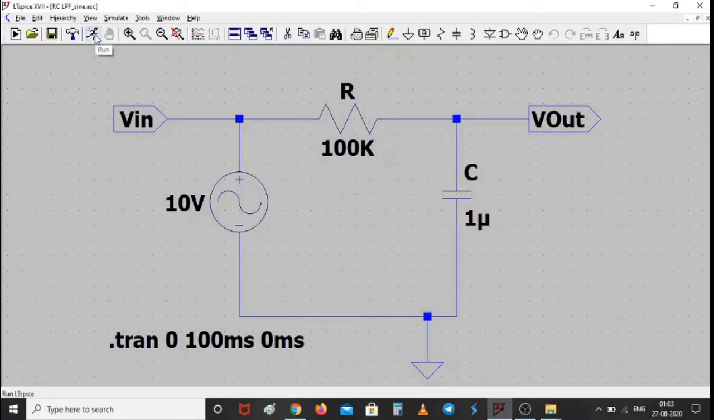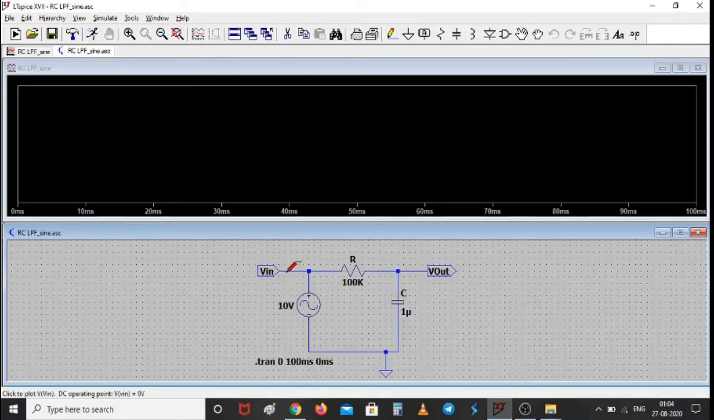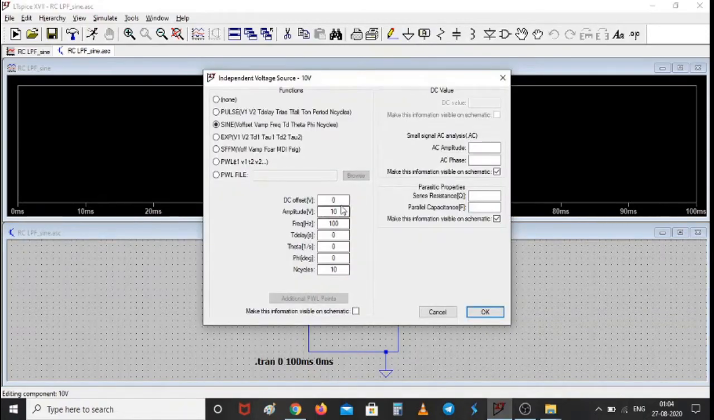Let me run this circuit first. Then let me show you the input, how it looks. Or before that, let me show you the characteristics that we have chosen for the input sinusoidal waveform. The characteristics are DC offset voltage of 0 volts, amplitude, that is peak value of the sinusoidal signal, of 10 volts, and the frequency is 100 hertz. Frequency of 100 hertz means time period is 1 over 100, that is 10 milliseconds. And the number of cycles we are interested in observing in the input signal is 10. Let us see how our input signal is going to look with these characteristics.